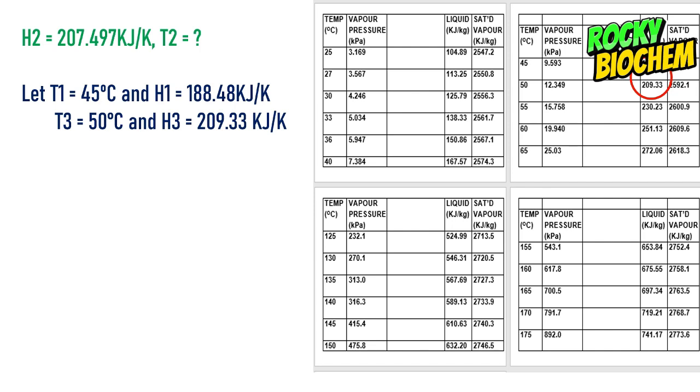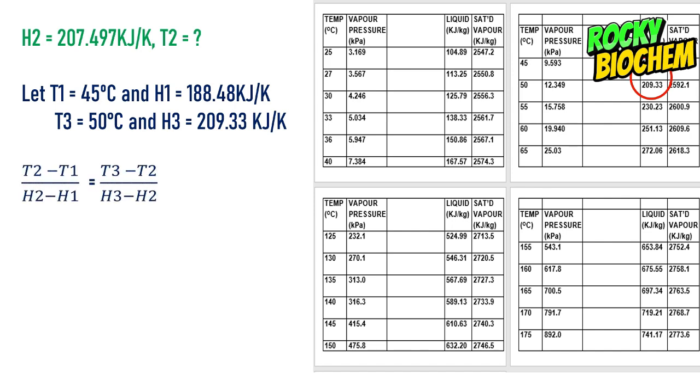So after reaching this point, based on these two, we are going to look for that of the H2 and then the T2. It works like the way we find gradients of a line. So change in y over change in x is always constant.